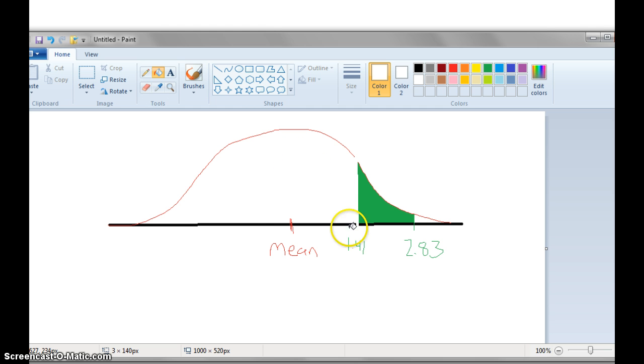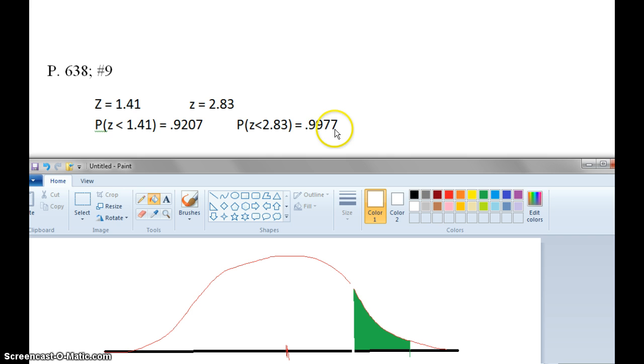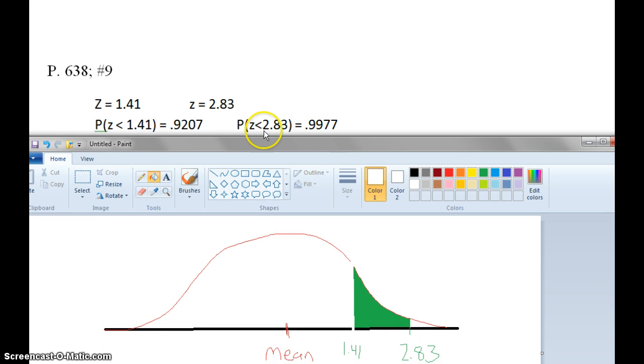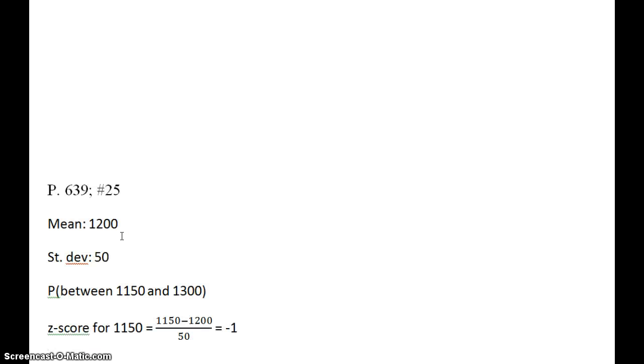So when you subtract off everything less than 1.41, you're left with just what's in between. And that's what we're doing here. We get the probability of everything less than the 2.83, and then subtract off the part that we don't want, the part less than 1.41, and that leaves you with just the part that's in between. Alright, so that's number 9.